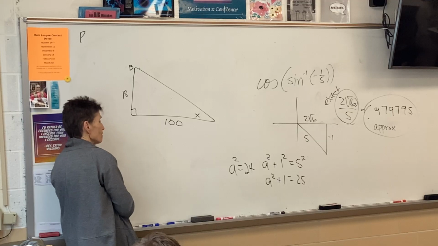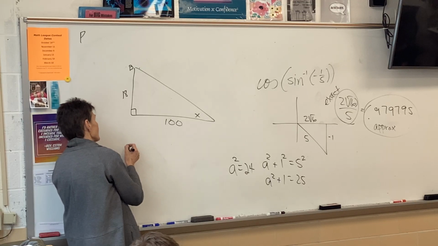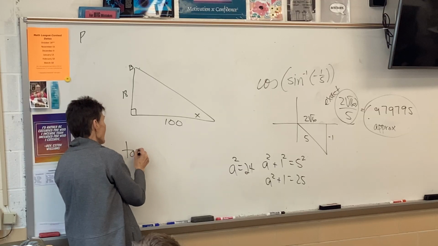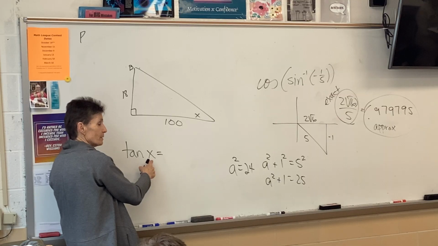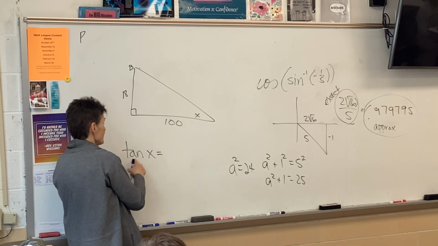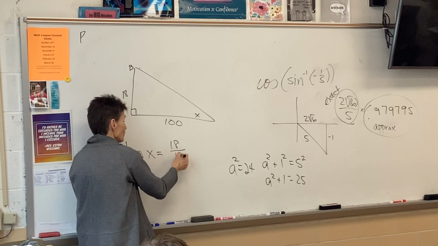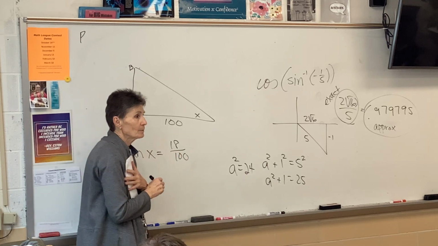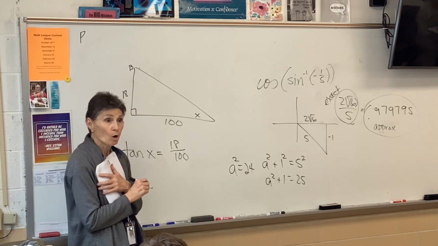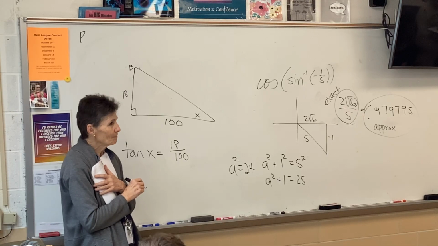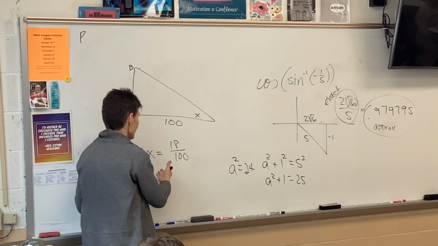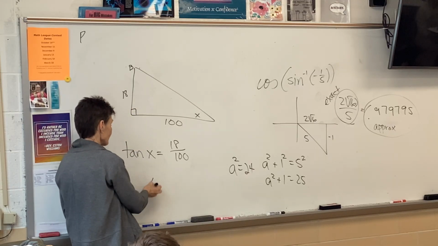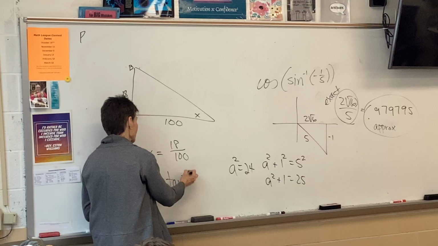Okay, what do I do? Equation, tangent x. Remember, tangent has an angle hooked to it. In this case, my angle is x. Tangent x equals 18 over 100. Now, don't multiply by 100. If you have to find an angle, we're going to go straight to our calculator and do what? Inverse tangent, yep.